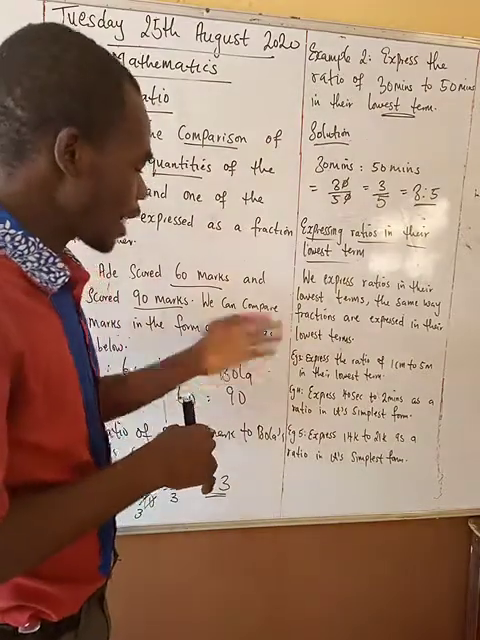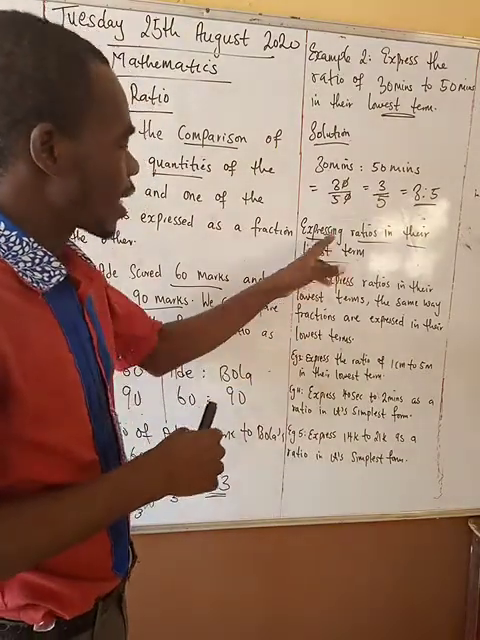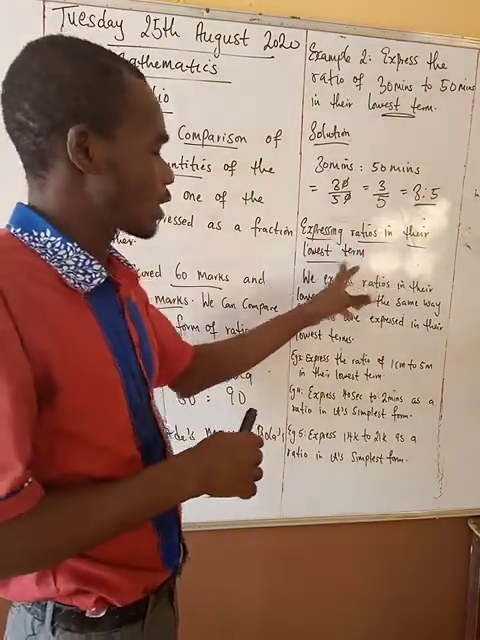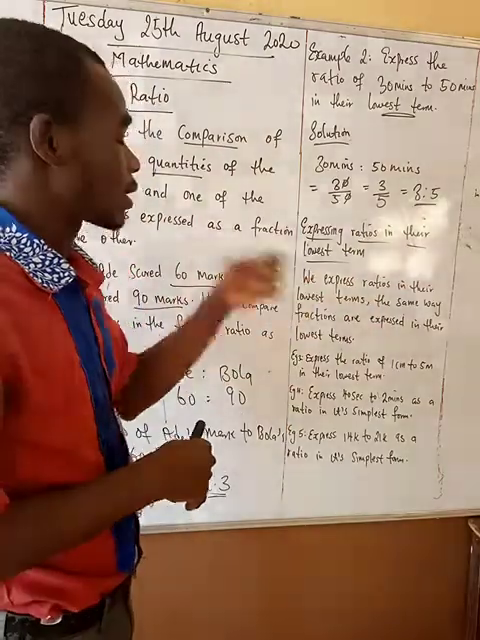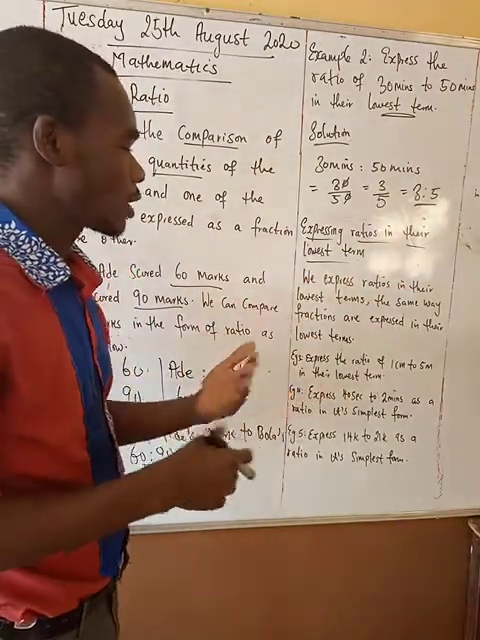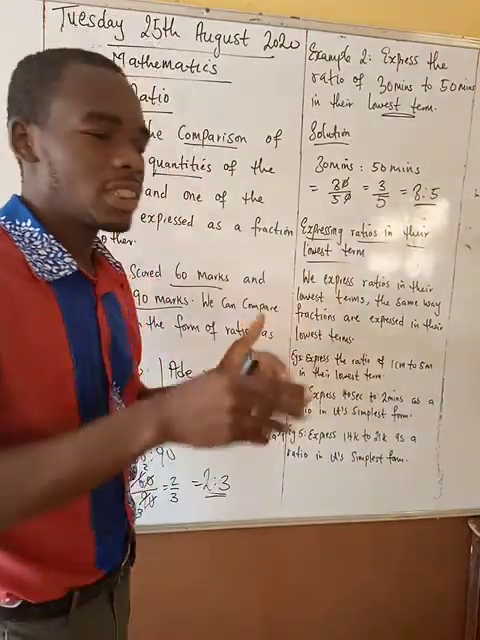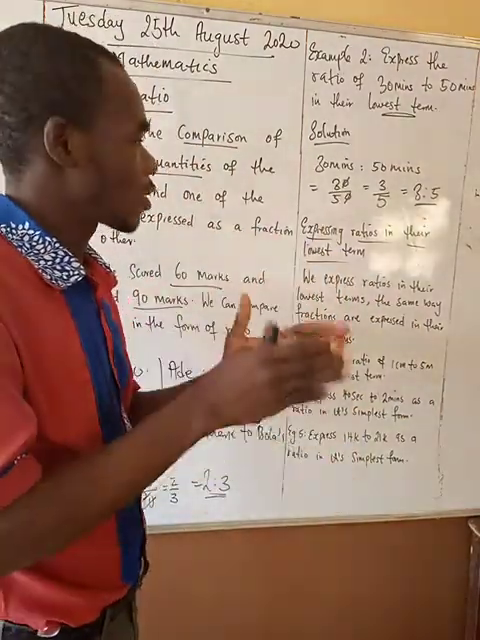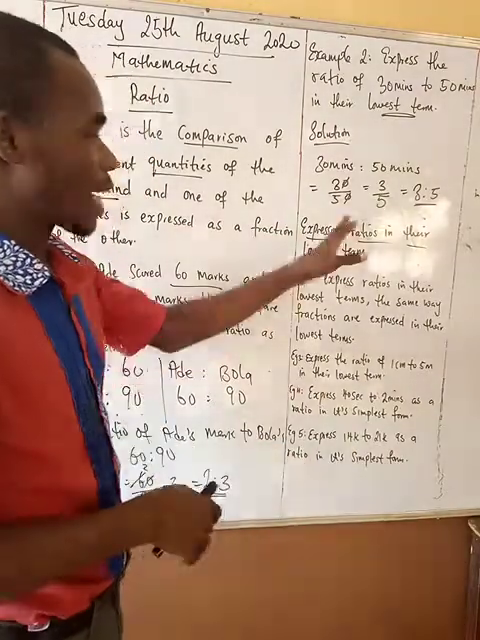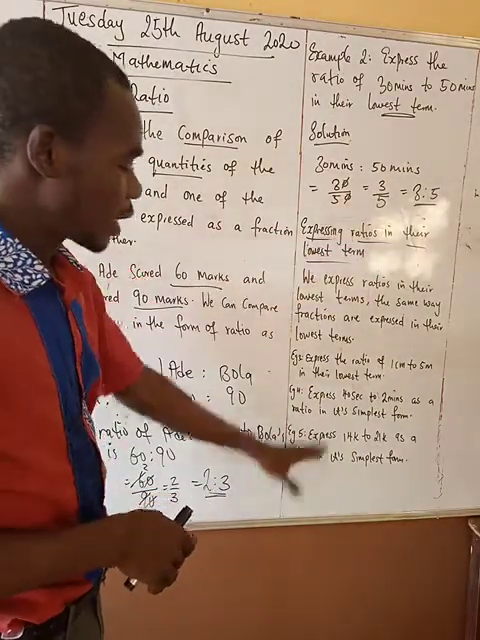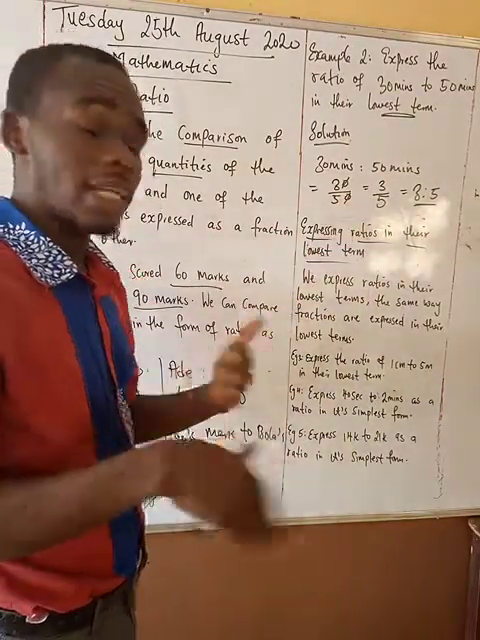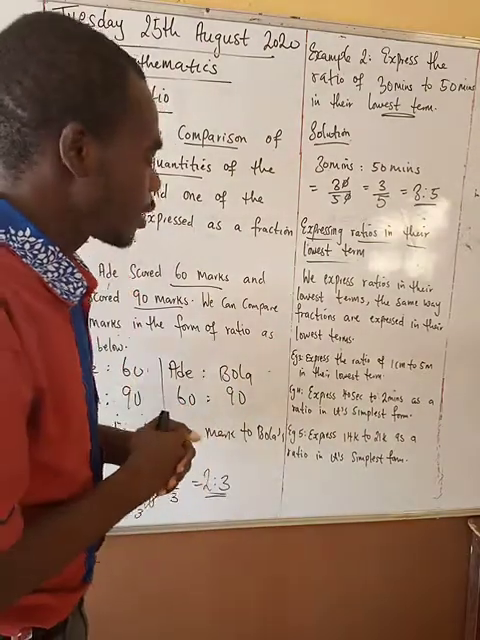So, now let's look at the second part, expressing ratios in their lowest term. Before the break, I told us that expressing ratios in their lowest term simply means, anytime you talk about lowest term, bring it down to the point that nothing else can divide, just like what we did here. But in this case, we are going to look at different units.